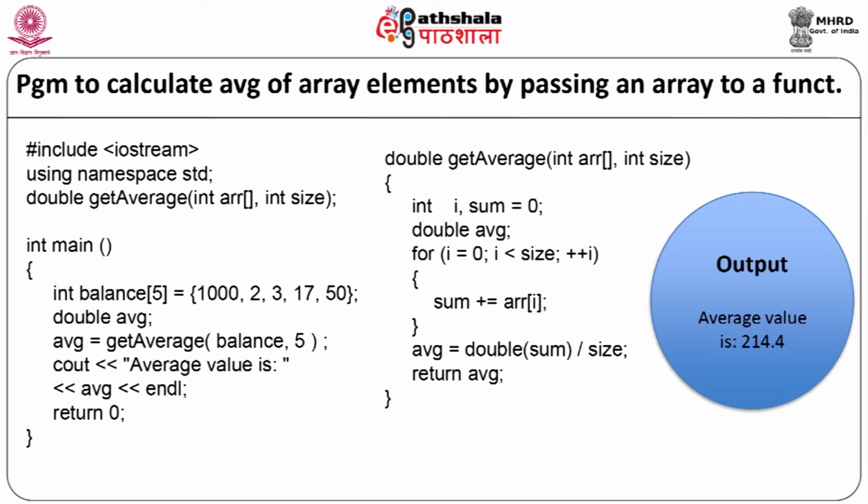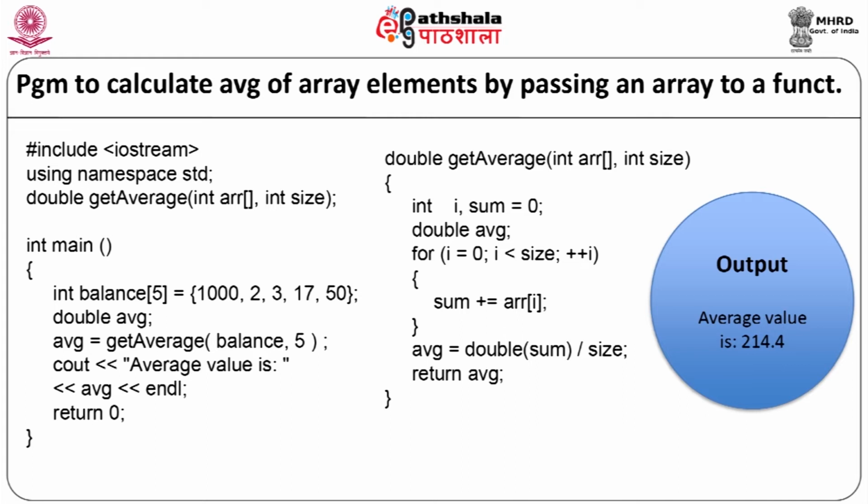We will start with our main function: int main(). int balance[5] is the array which is initialized as 1000, 2, 3, 17 and 50. double average. Now, average = getAverage(balance, 5). Here the complete balance array is passed along with the size of the array, 5. cout << "Average value is " << average, return 0, and the main function will end.